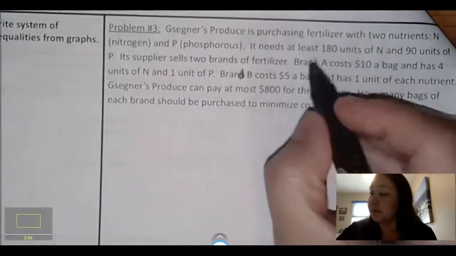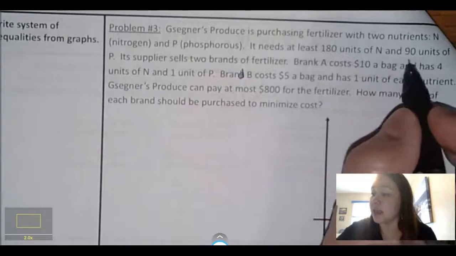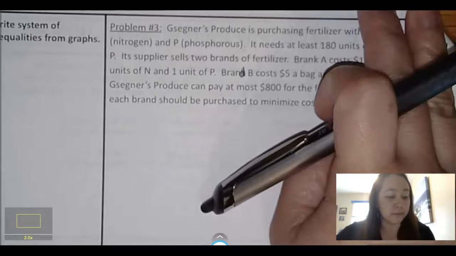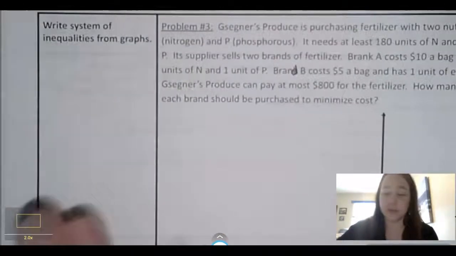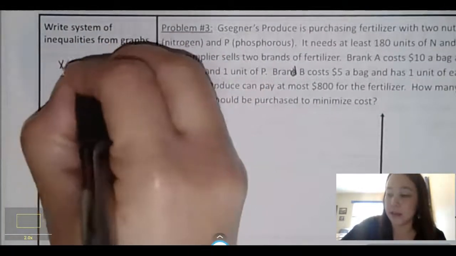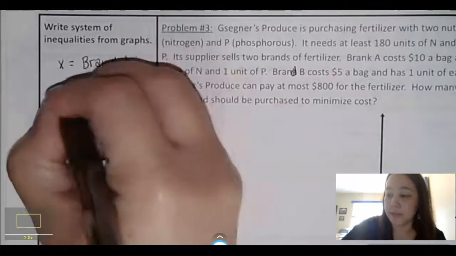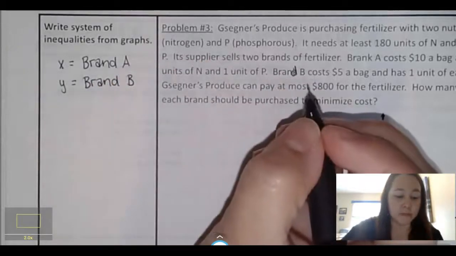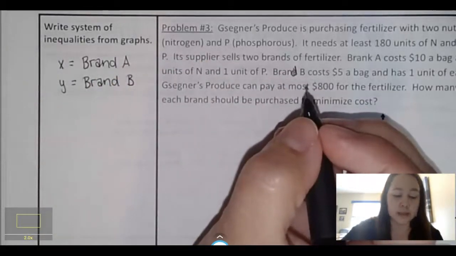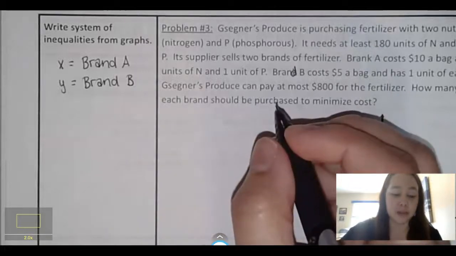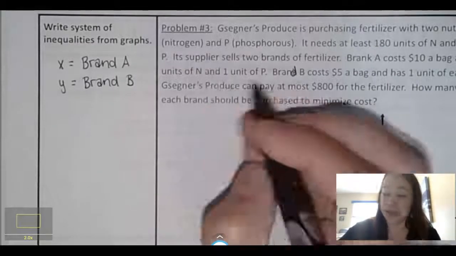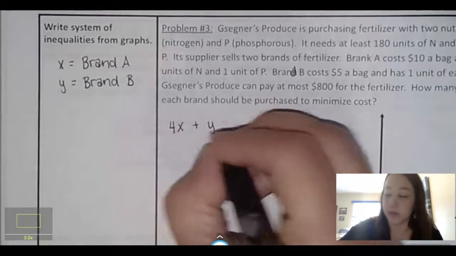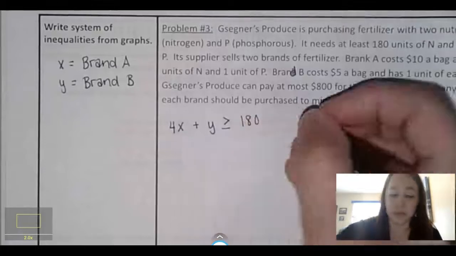So we know that they need at least 180 units of N and 90 units of P. First, let's label some variables. I'm going to call X brand A, Y brand B. Now the amount of N needs to be at least 180, and brand A has 4 units of N, and brand B has 1 unit of N. This has to be at least 180.